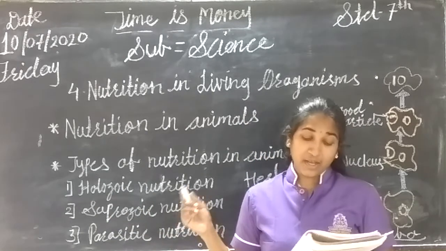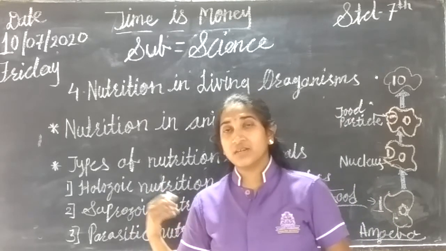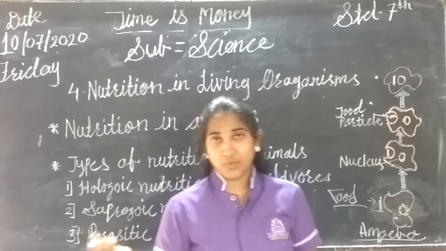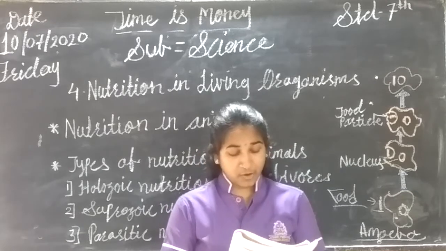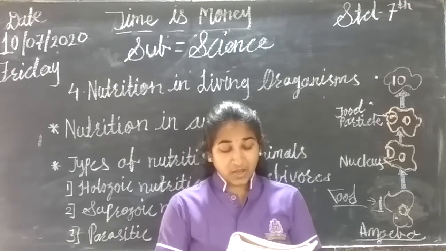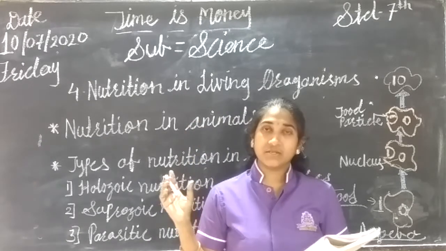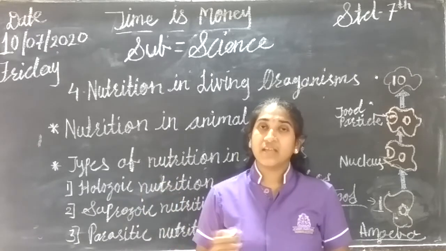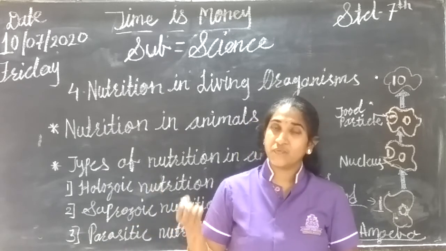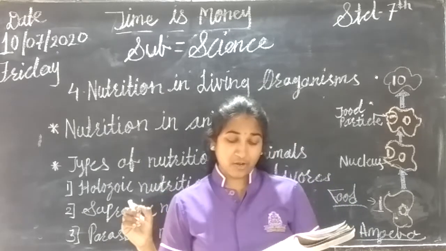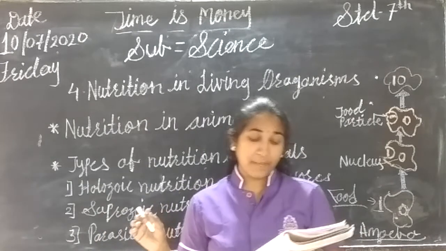And second is ectoparasitic nutrition. That means the animals who live on the body of other animals for their food. It is called ectoparasitic nutrition, and such animals are called ectoparasites. For example, louse, bedbug, tick. Have you seen bedbugs, ticks, lice that depend on or live on the surface or body of other animals for their food? So such animals are called ectoparasites.